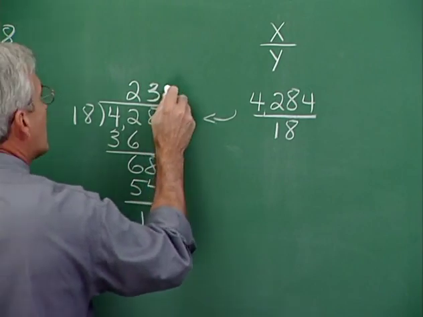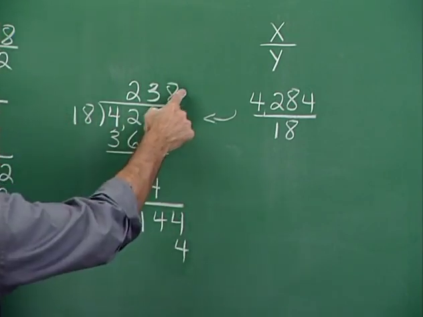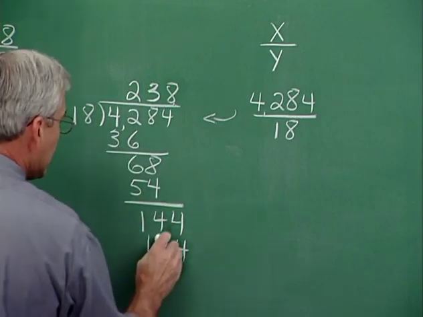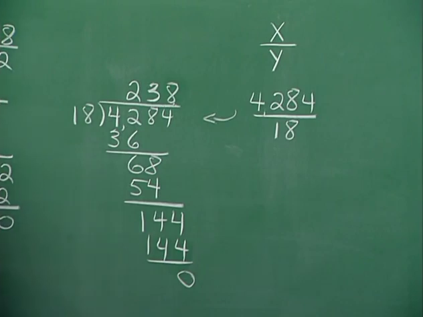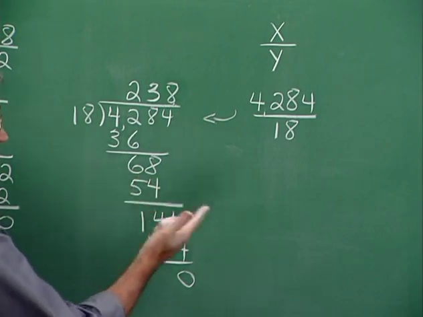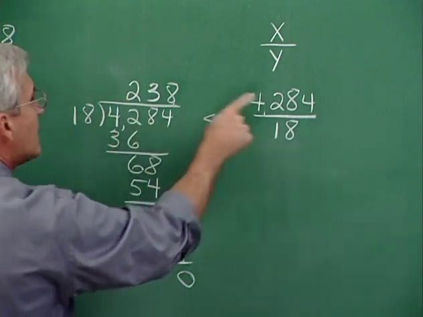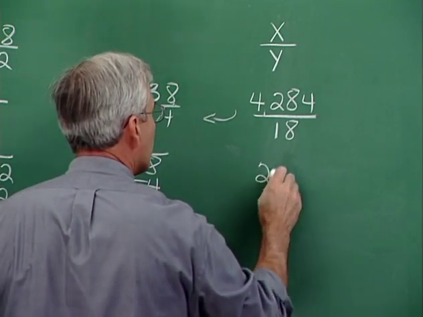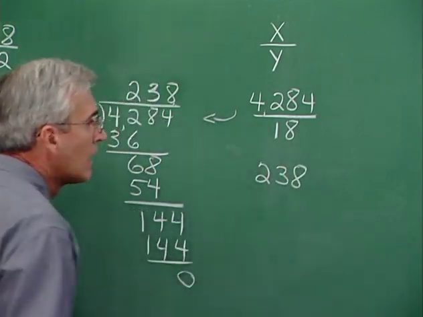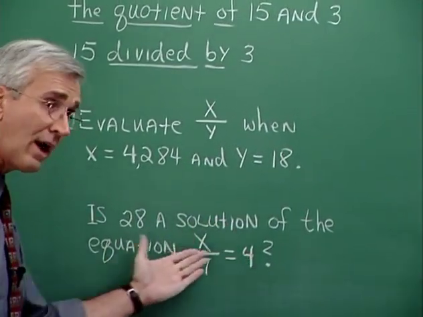18, perhaps it goes 8 times. Let's see. 8 times 8 is 64, carry 6. 8 times 1 is 8 and 6, 14. Oh, happy day. It goes evenly because the remainder is 0. So the quotient here that we're looking for, evaluating here, we find this to be, by this long division process, 238.